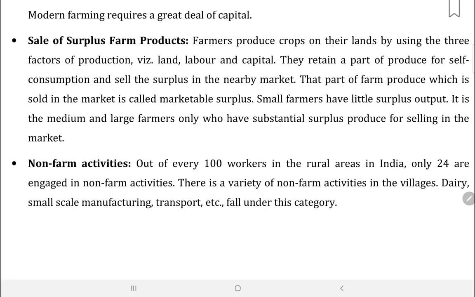Farmers produce crops on their lands by using three factors of production. I have said it before. They retain part of the produce for their self-consumption. This is very important, self-consumption, and sell the surplus. They don't sell the total produce. They sell only the surplus after their self-consumption. That part of farm produce which is sold in the market is called marketable surplus.